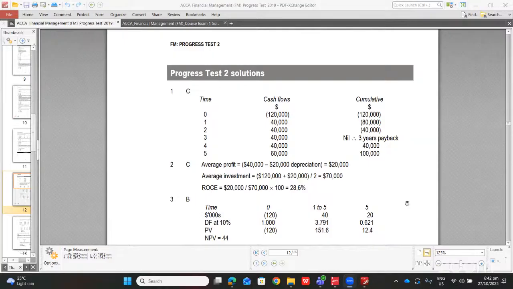So your annuity at a 10% discount rate for year 5 is 3.791. The 20,000 is what you sold it for at the end of the 5 years, because only in year 5 do you get that money. So use the discount factor for year 5 at 10%, being 0.621. Do your discounting, get your present values, the sum of the present values being the NPV, and that would give you $44,000. So the answer is B. That would pretty much be the solution for question 3. That here is your 2 marks.